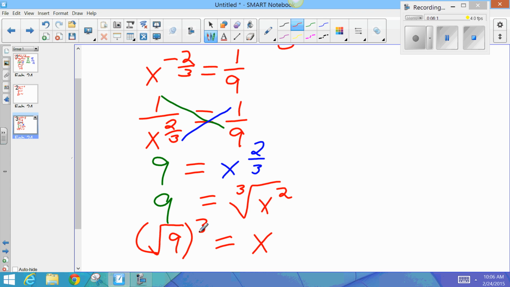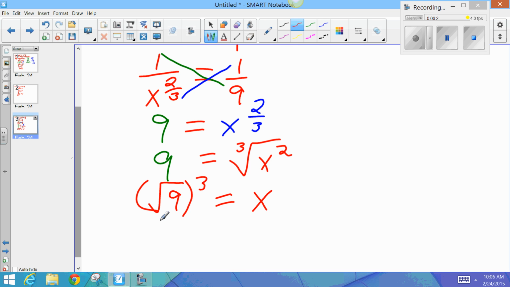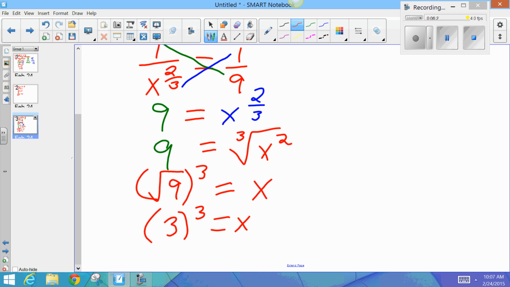Okay, so the opposite of a square is a square root. The opposite or the inverse of the cubic root is the cube. All right, so the square root of 9 is 3. And 3 cubed is 27. All right, I think that's the end of that set of problems.